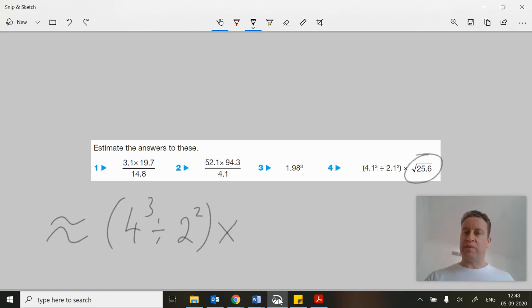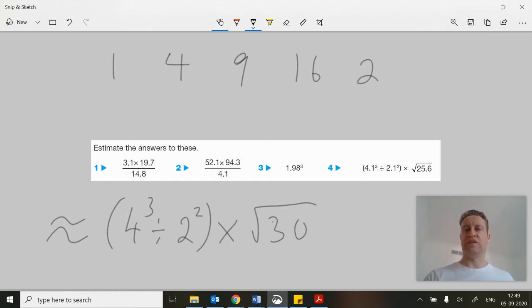Okay, and then we've got this times by, and we've got the square root of. Now, 25.6 is 30 to one significant figure, but I don't know what the square root of 30 is. I know what the square root of square numbers are. Square numbers are 1 times 1, 2 times 2, 3 times 3, 4 times 4, 5 times 5, and 6 times 6, and so on.